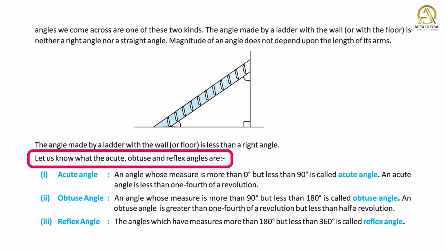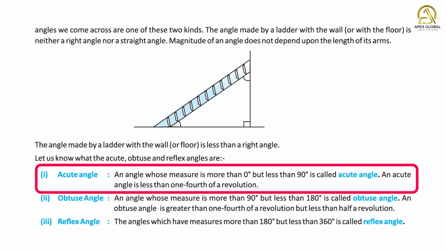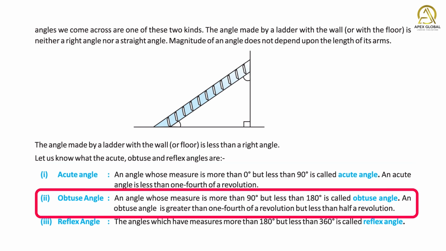Let us know what the acute, obtuse and reflex angles are. First, acute angle. An angle whose measure is more than 0 degrees but less than 90 degrees is called an acute angle. An acute angle is less than 1/4 of a revolution. Second, obtuse angle. An angle whose measure is more than 90 degrees but less than 180 degrees is called an obtuse angle. An obtuse angle is greater than 1/4 of a revolution but less than half a revolution.